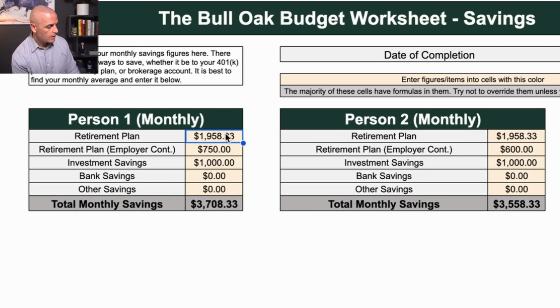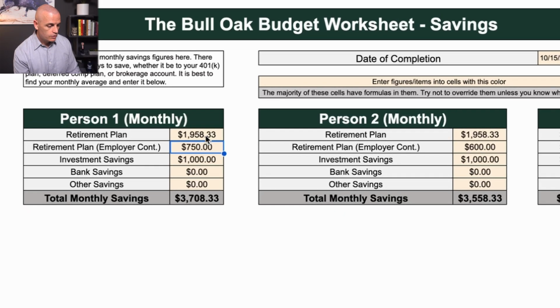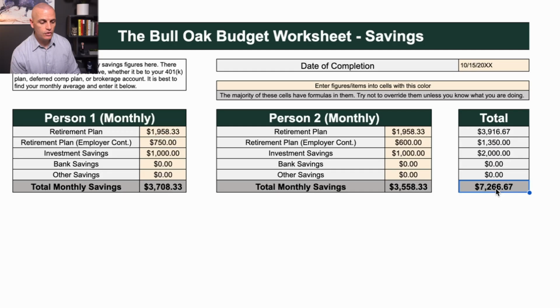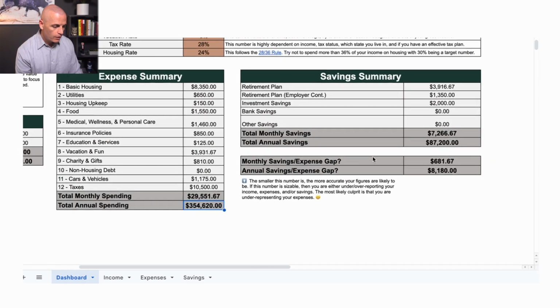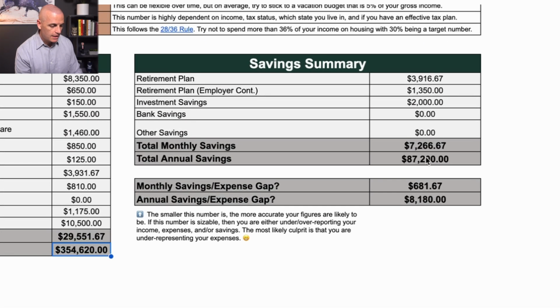So for person number one and for person number two, we assume that they are maxing out their 401ks. So $23,500, and we're just assuming that they're making monthly contributions into their 401k. They're also getting an employer contribution as well, so they match into their 401k. And then for this exercise, we assume that they're saving about $2,000 per month into an outside taxable brokerage account, which is being invested. So total, they're saving $7,266 per month. And again, this number gets pulled over into the savings summary, and then we annualize that number.